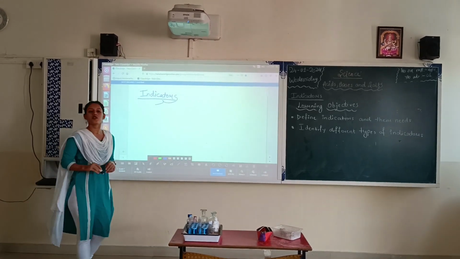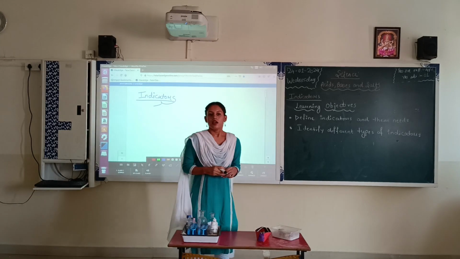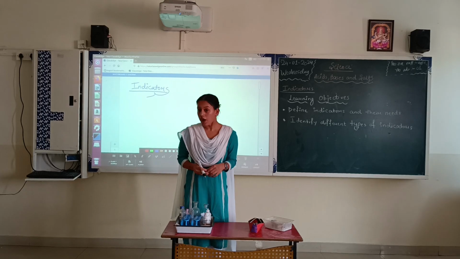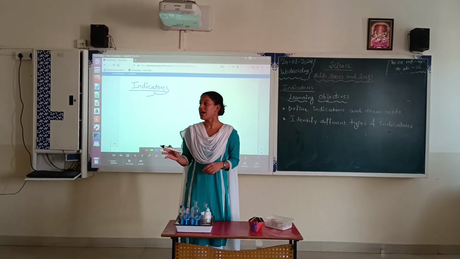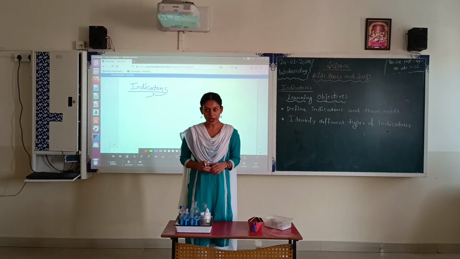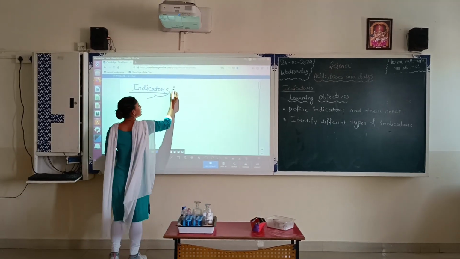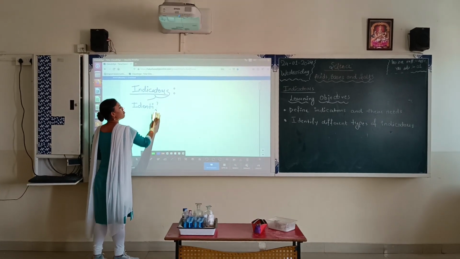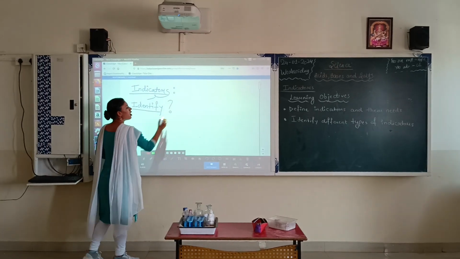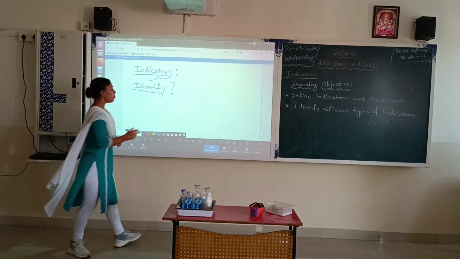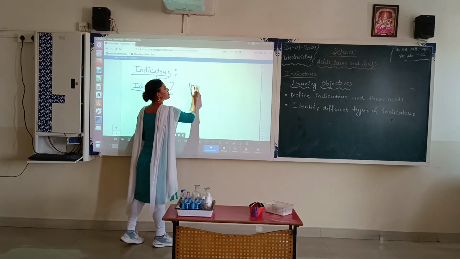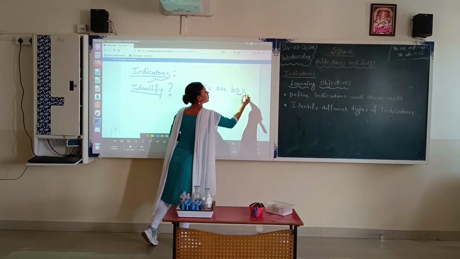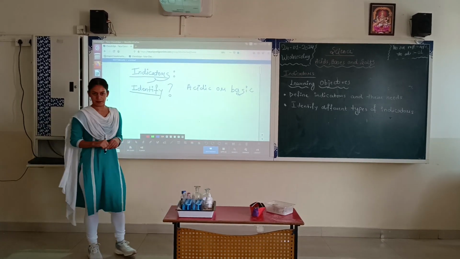I am writing indicators because we will be talking about plural. Indicators are those substances which are used to identify whether the given substance is acidic or basic. Fine? So, shall we write the statement? It is used to identify. What we need to identify? Whether a substance is acidic or basic. So, we will check whether a substance is acidic or basic. That is the main thing.